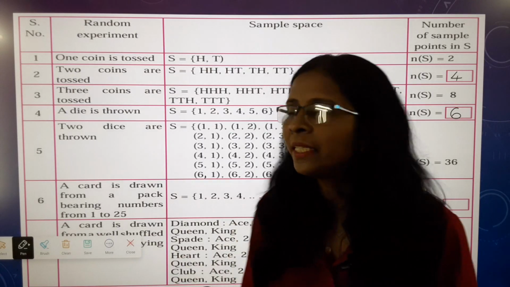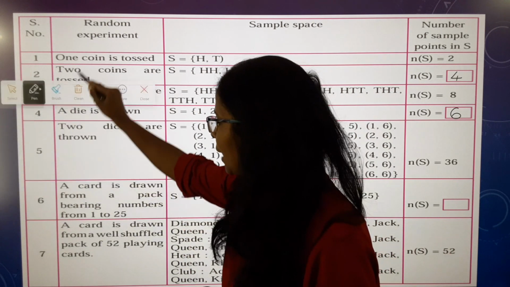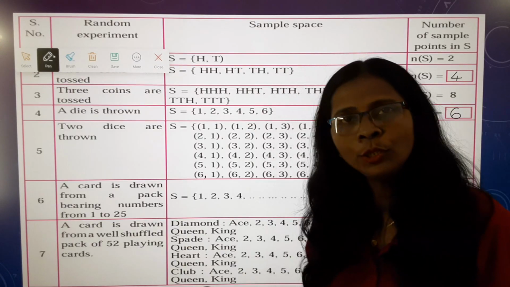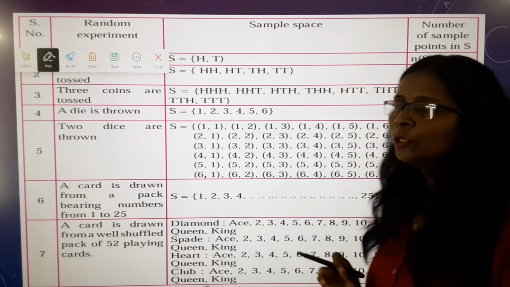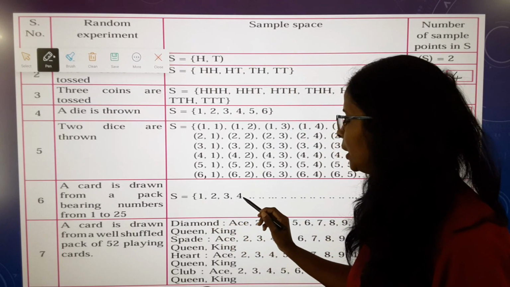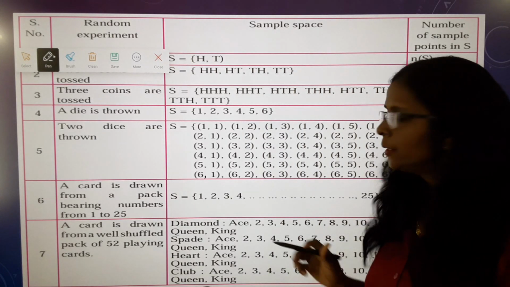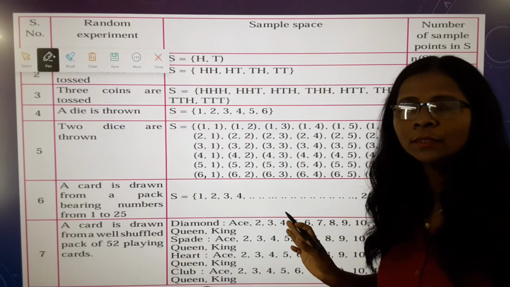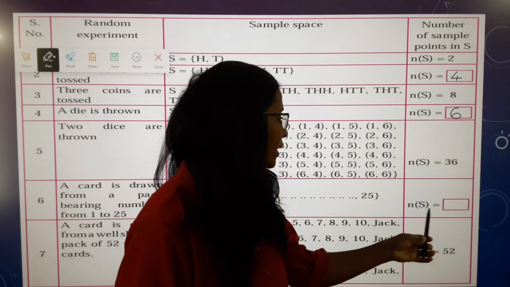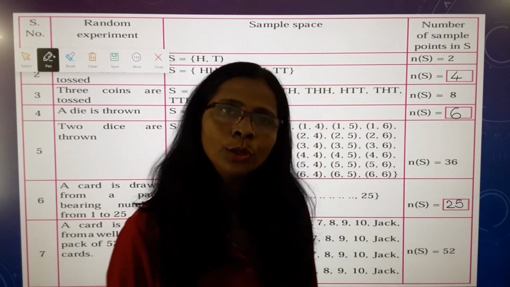The next random experiment is a card is drawn from a pack bearing numbers from 1 to 25. There are 25 numbers from 1 to 25. So S is equal to 1, 2, 3, 4, up to 25. If you do not write the remaining numbers here, there is no problem. The number of elements in S is 25.